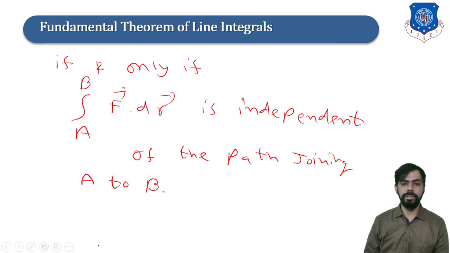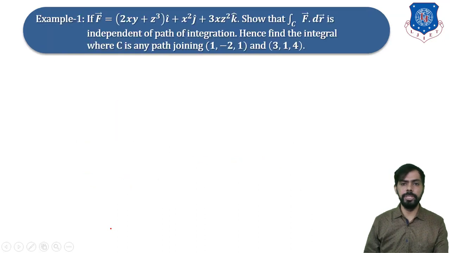Now let us discuss an example related to this. First example: if F is equal to (2xy plus z cube) i cap plus x square j cap plus 3xz square k cap, then show that the line integral of F dot dr is independent of the path of integration, and hence find the integral where C is any path joining the points (1, -2, 1) and (3, 1, 4). So here we will have to show that the line integral is independent of the path of integration.